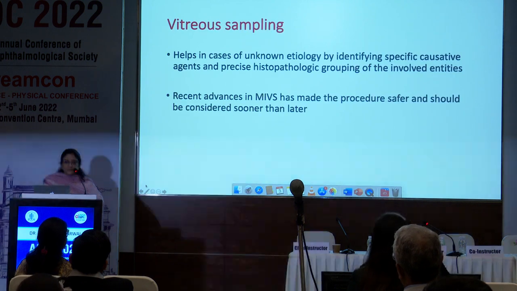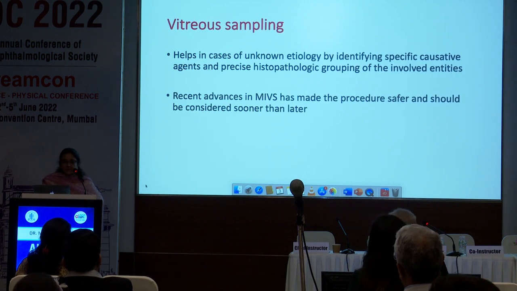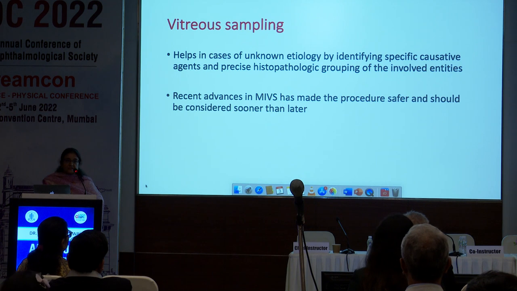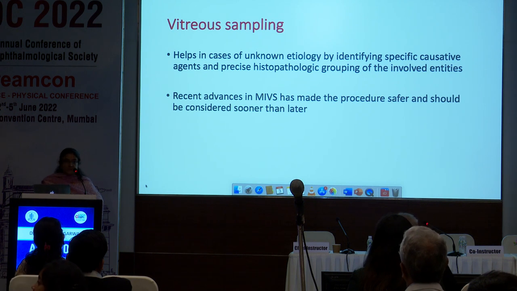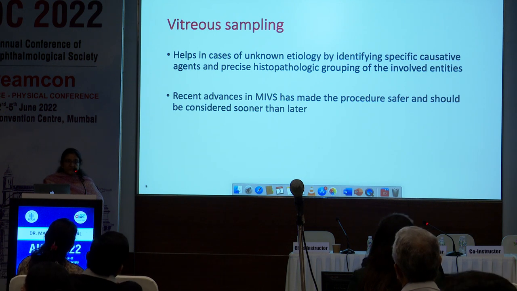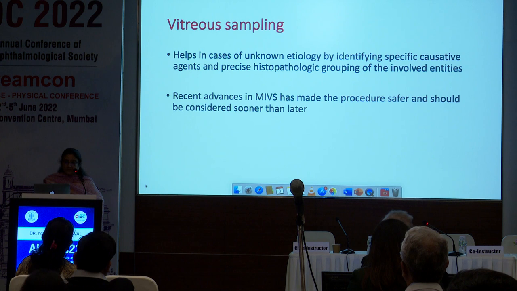As far as the vitreous sampling is concerned, it helps in cases of unknown etiology by identifying specific causative agents like in endophthalmitis and precise histopathological grouping of the involved entities. The recent advances in the form of MIVS have made this procedure very safe, and it should be considered sooner than later. Earlier, when we used to have a 20-gauge vitrectomy, we used to keep postponing because we felt that it had a lot of complications. But in today's time, with MIVS cutters like 25-gauge or 27-gauge, we intervene much earlier.